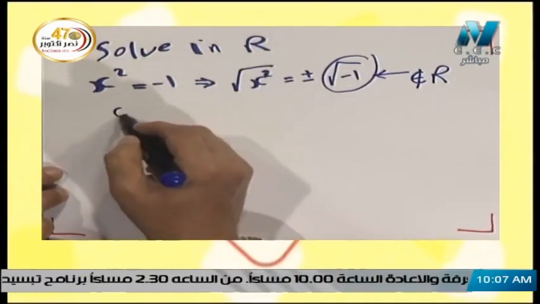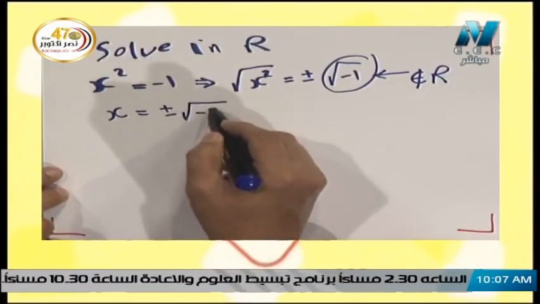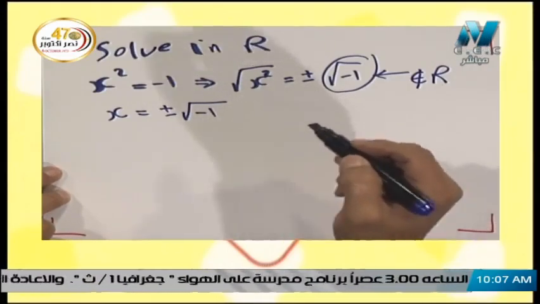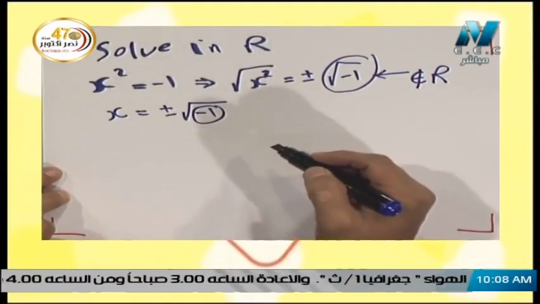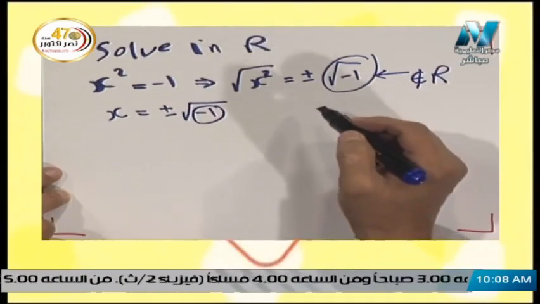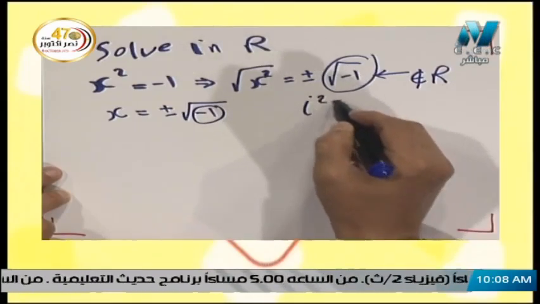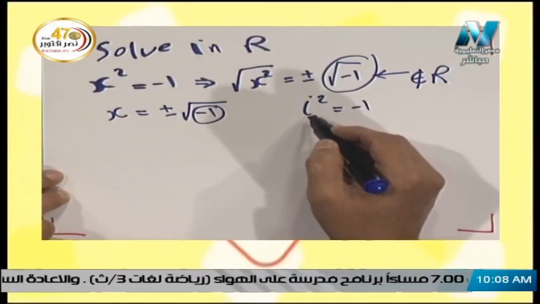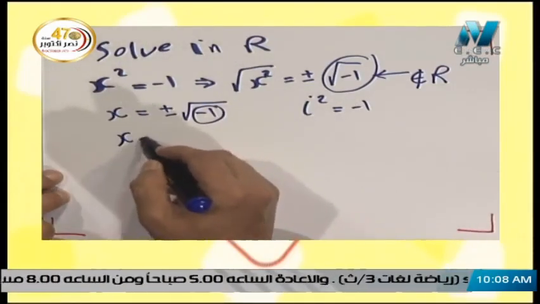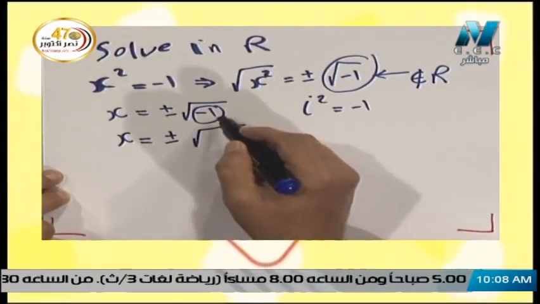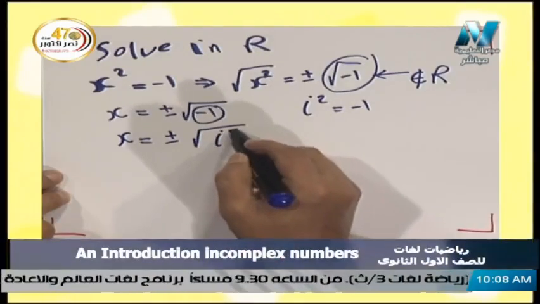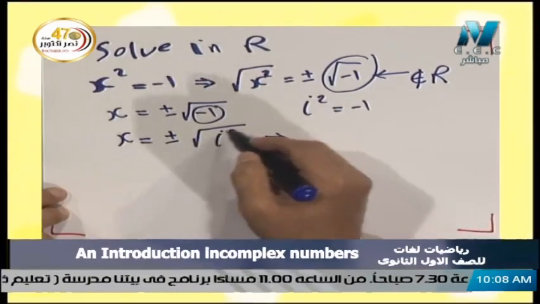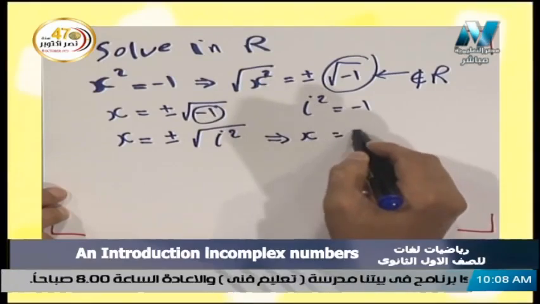So we have x equals positive or negative square root of -1, and we need something to solve this problem. So we have a definition of something called i, where i power 2 equals -1. We call i the imaginary number. So here, instead of -1, we will put i power 2. And of course, it will benefit us to find the square root of i power 2. It will be x equals positive or negative i.